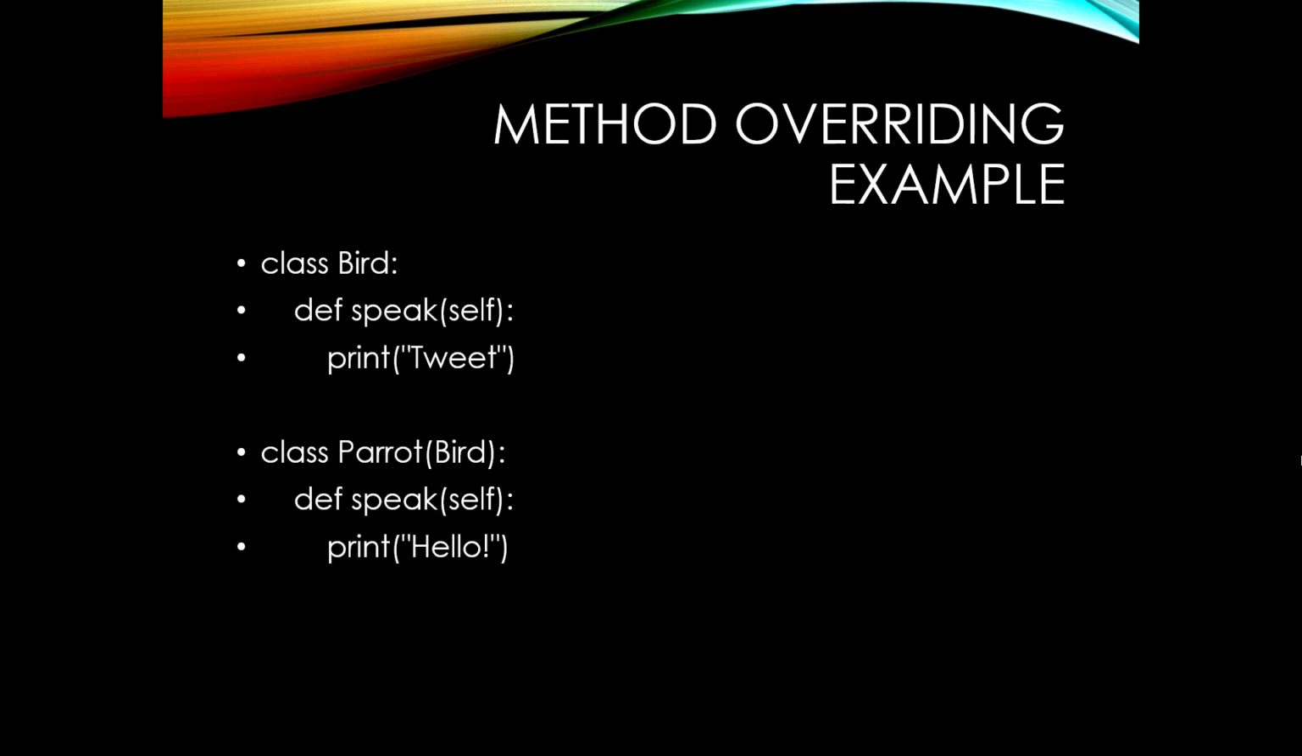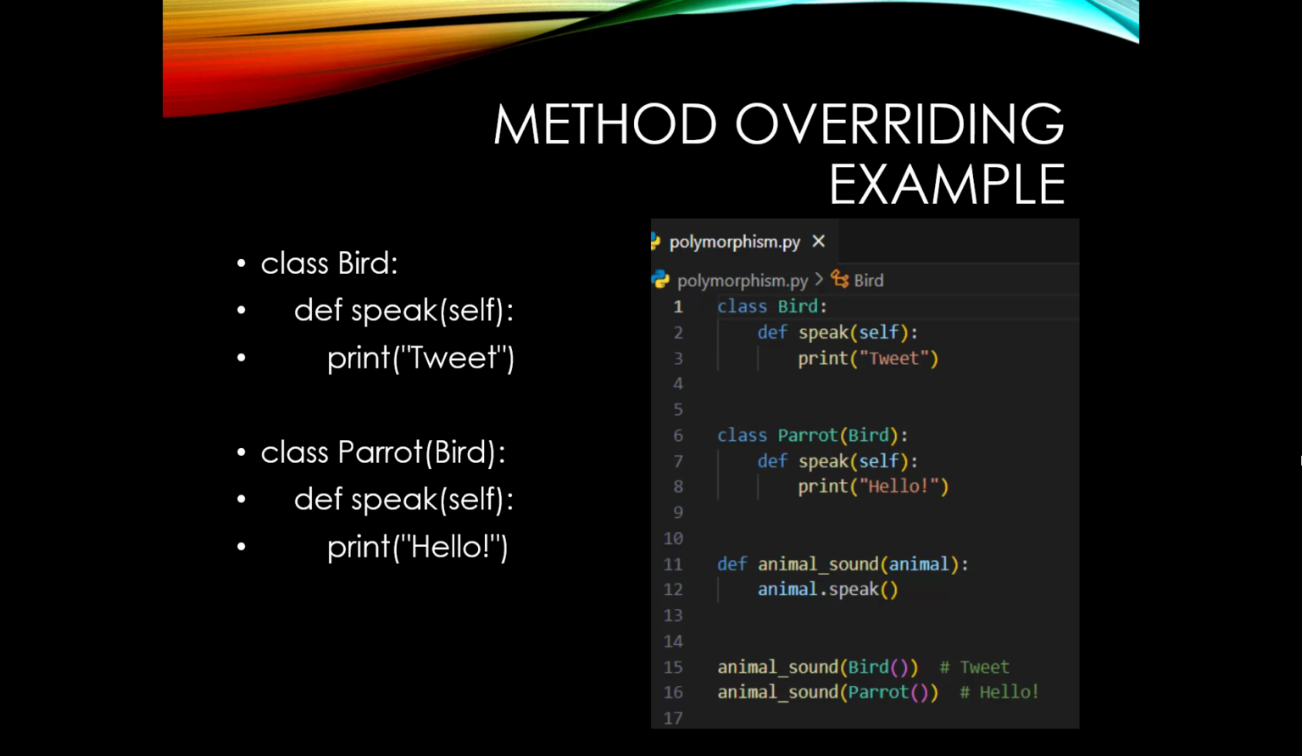Here is an example. Class Bird. It has a speak function which prints tweet. Next we have a class Parrot which inherits Bird. Here we have the same function name speak, but it prints hello. Both classes have a speak method, but they behave differently.